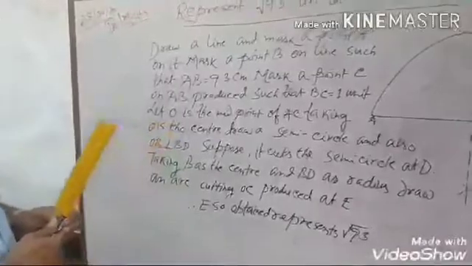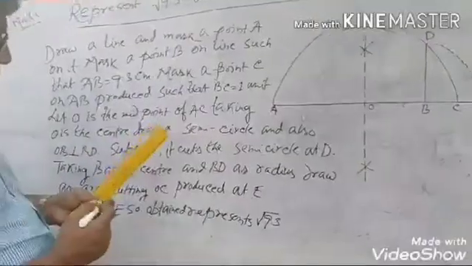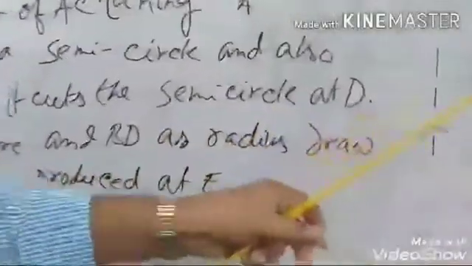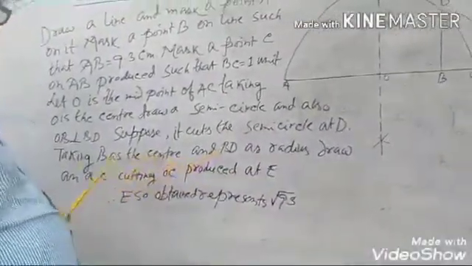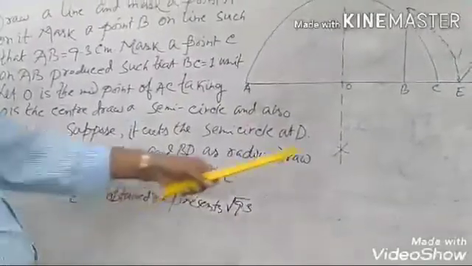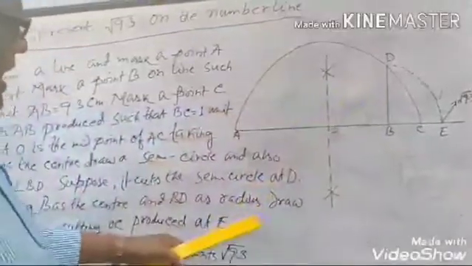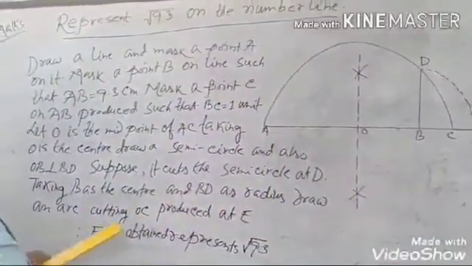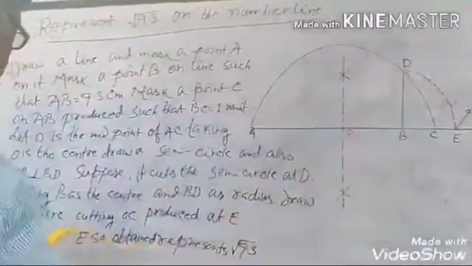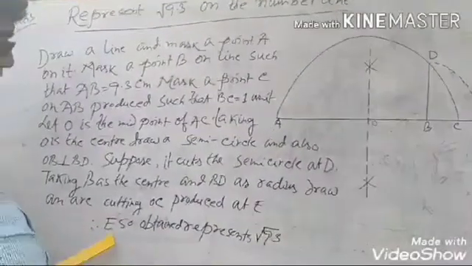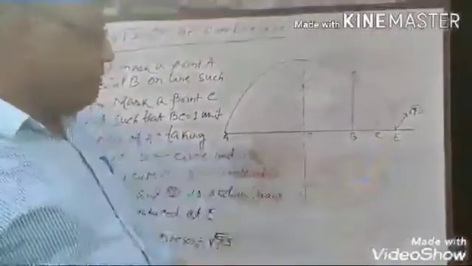perpendicular BD. Suppose it cuts the semicircle at D. Taking B as the center and BD as radius, draw an arc cutting OC produced at E. Therefore, E so obtained represents under root of 9.3.